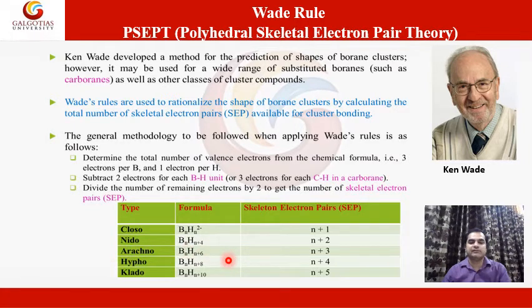If we have general formula for clusters BnHn plus 8 and we get the number of electron pairs, that is SEP, n plus 4 after calculation, then it will come in the category of hypho class. And at last, if we get n plus 5 SEP electron pairs whose formula is BnHn plus 10, then it comes under the class of klado clusters. So this is how we can predict the shapes of different clusters like boranes and carboranes, etc.